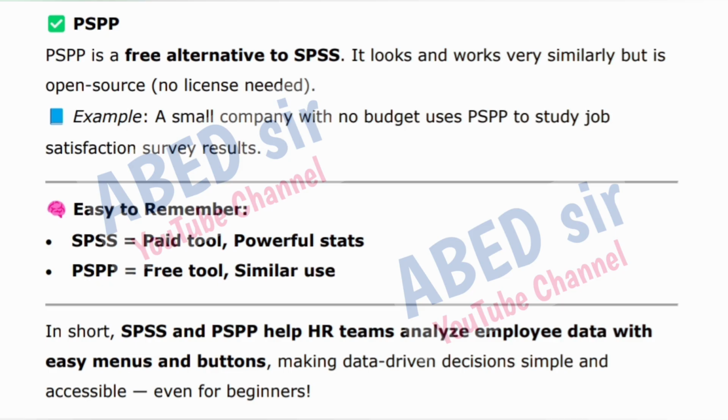Easy to remember: SPSS equals paid tool, powerful stats. PSPP equals free tool, similar use. In short, SPSS and PSPP help HR teams analyze employee data with easy menus and buttons, making data-driven decisions simple and accessible even for beginners.